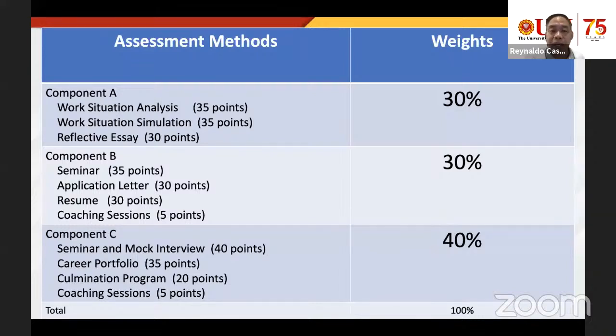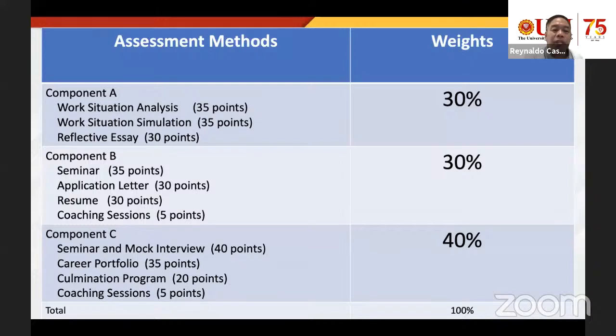You will be asked to submit a sample application letter and resume after my webinar, no, after this webinar, and there's a coaching session. No? Your CAID 500 facilitator under component B and C will schedule a coaching session or a different session, separate session with you. That's why you have to attend that session.